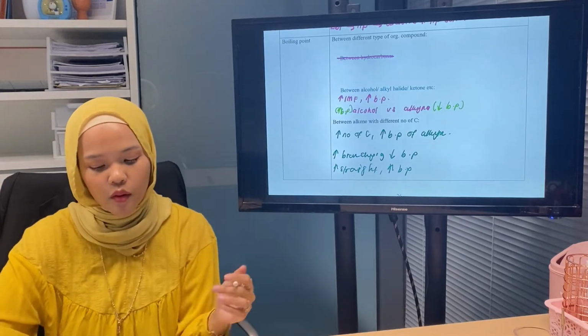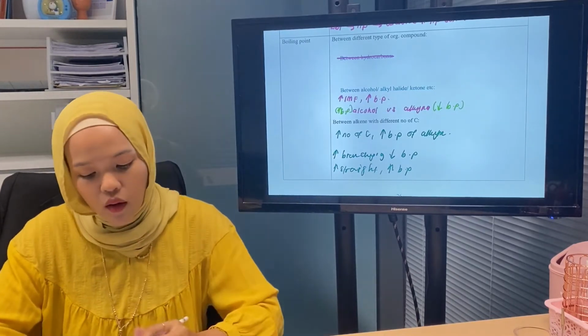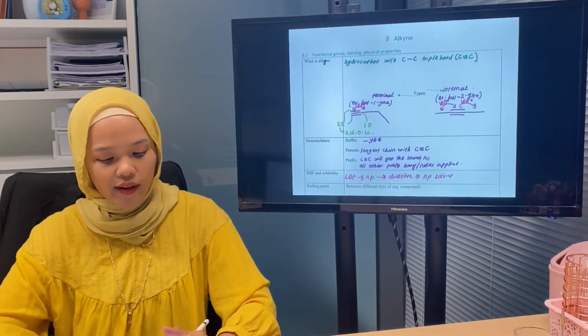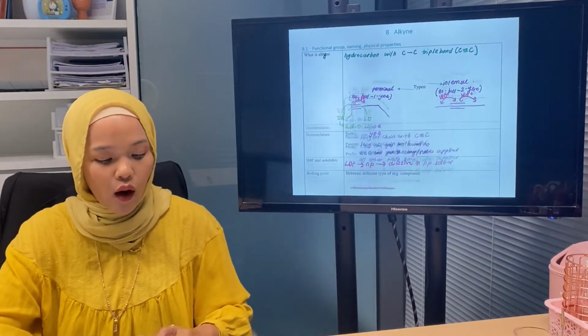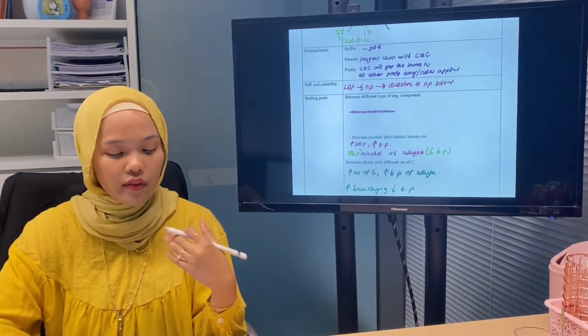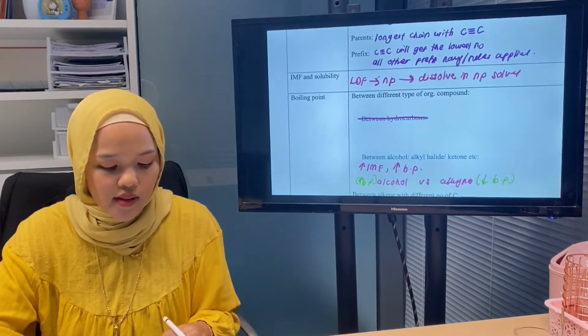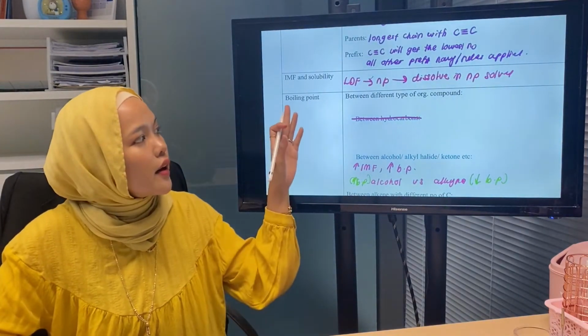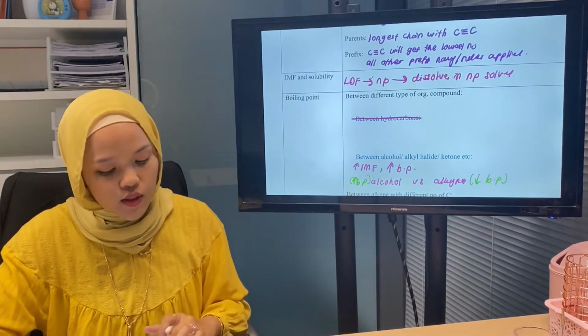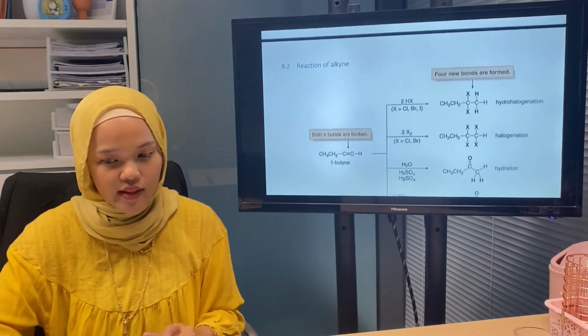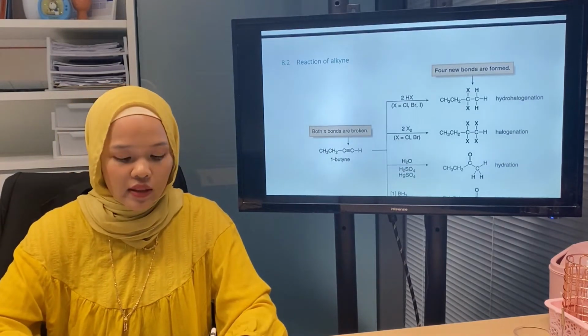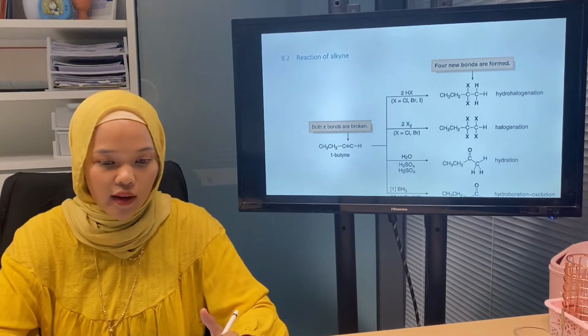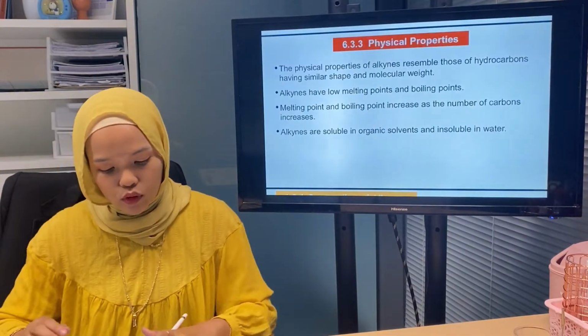All right, done with what is alkyne: what alkyne is, how you name it, what intermolecular forces are present, and how you compare the physical properties, which is the boiling point. Okay, so that's it. Now about the reaction of alkyne. Okay, let us move to the reaction.